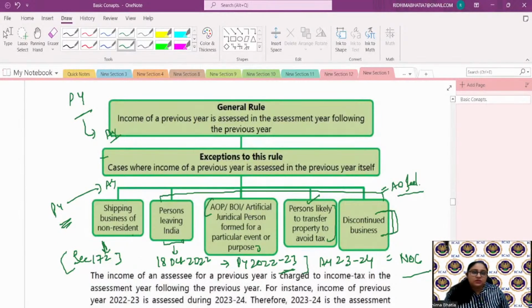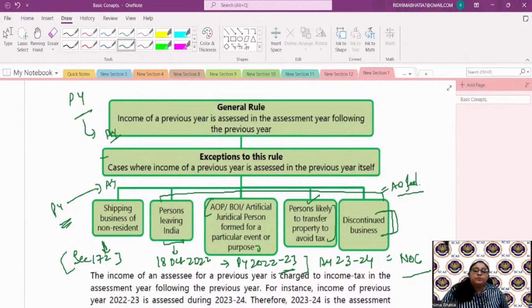One, shipping business: a non-resident ship comes to India and will only leave when it pays the taxes due on the income of that route. Person leaving India: the assessing authority is not sure about who will pay the taxes on him. So they make sure, okay, give us the taxes, give us your computation of income, then go.